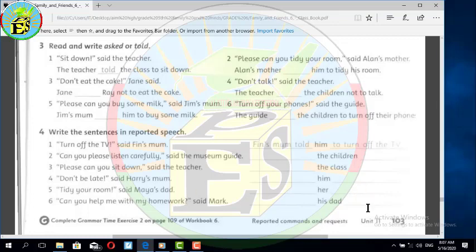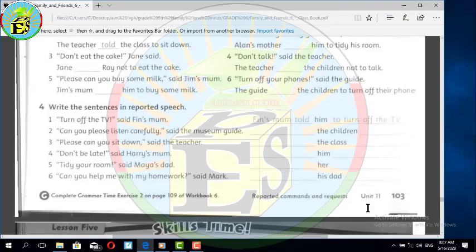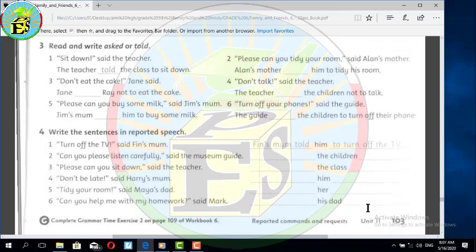Okay, understand? Very good. So this is the end of our lesson. I want you to go to your workbook to do more practice on reported commands and requests. Don't forget to do the exercise there.